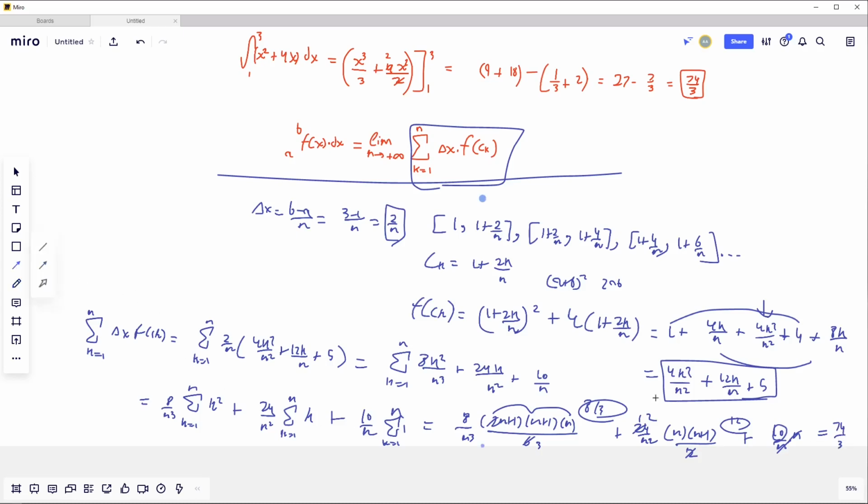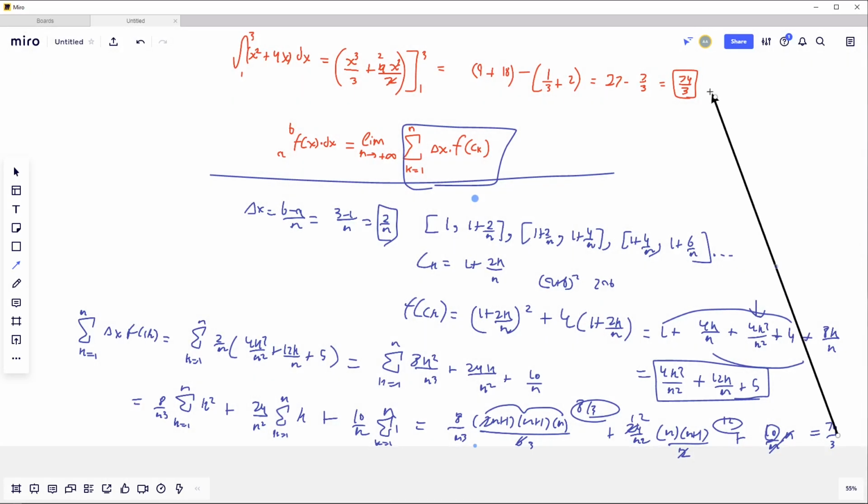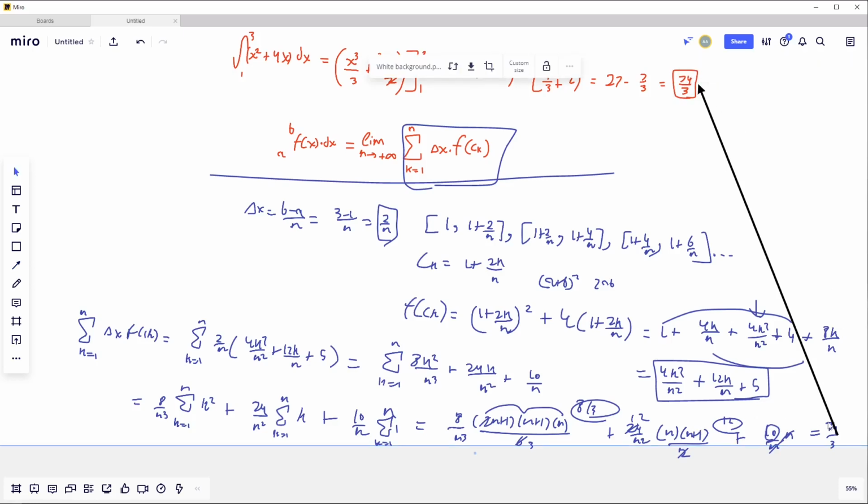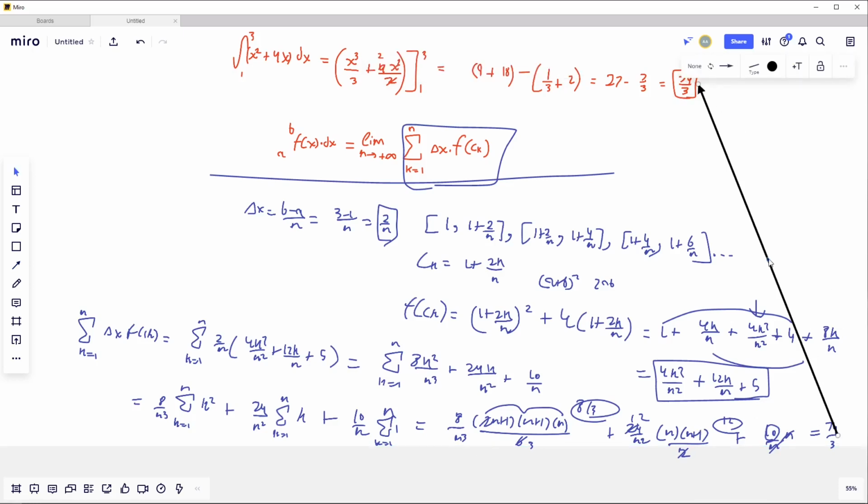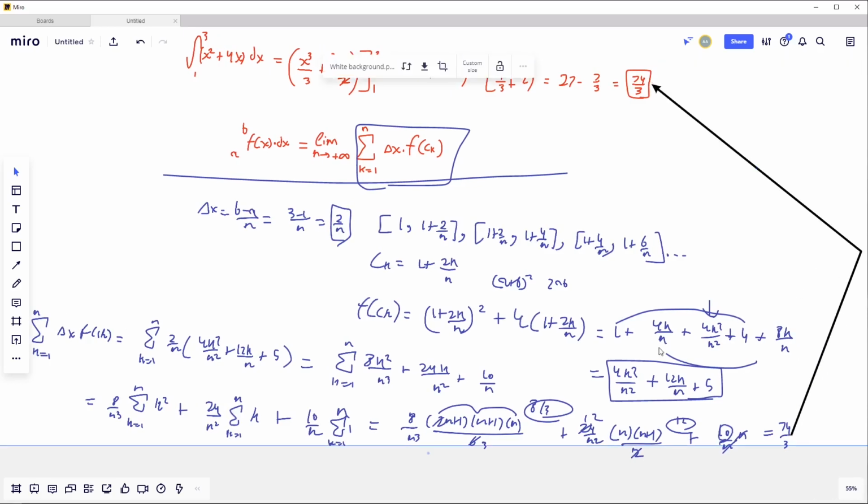And did we or did we not get the same exact value as the value over here? We got the same exact value, right? So we know that we're right. And with that we're pretty much done.